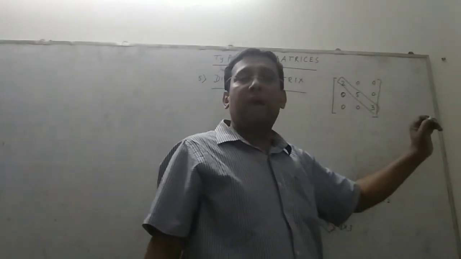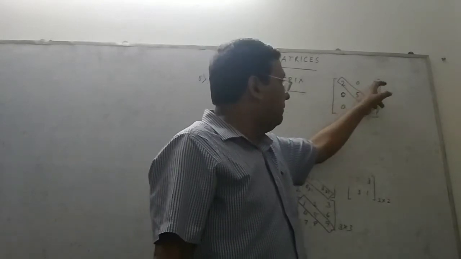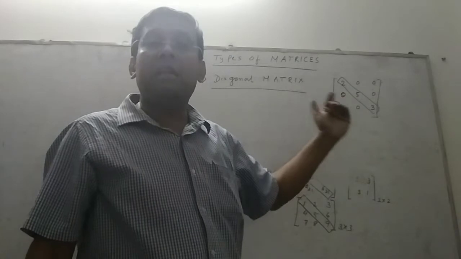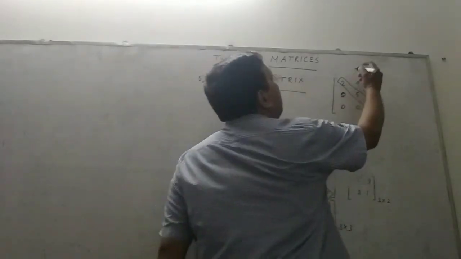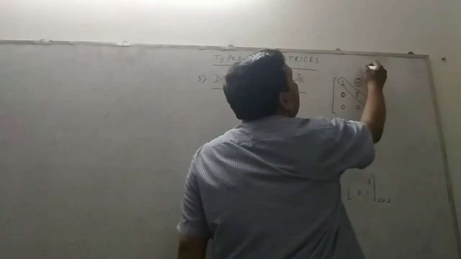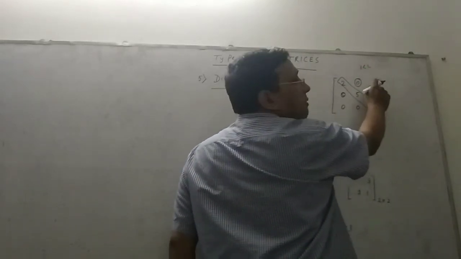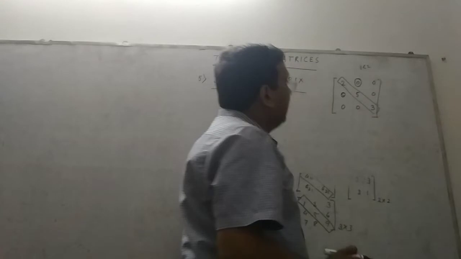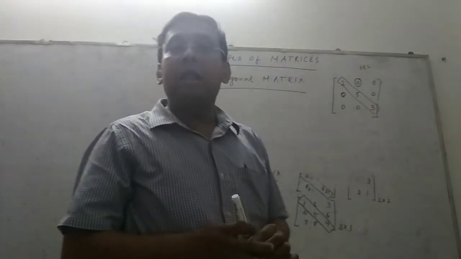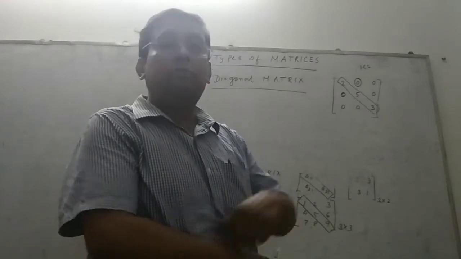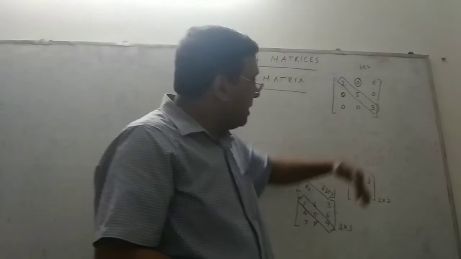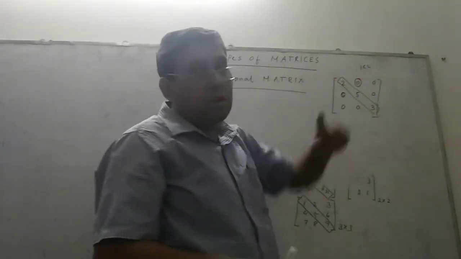For the elements above the diagonals, the number of rows is always less than the number of columns. Here, this is A12: 1 is less than 2. Here it is A13: 1 is less than 3. Here it is A23. So all the elements above the primary diagonals are those whose row number is always less than the column number.